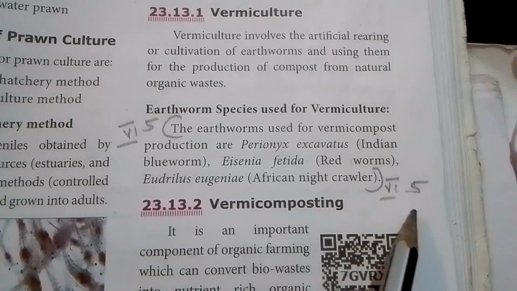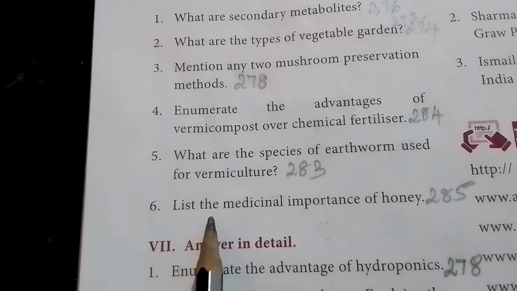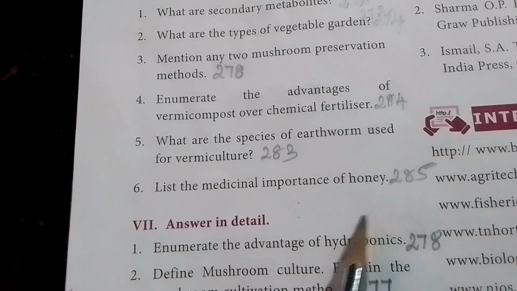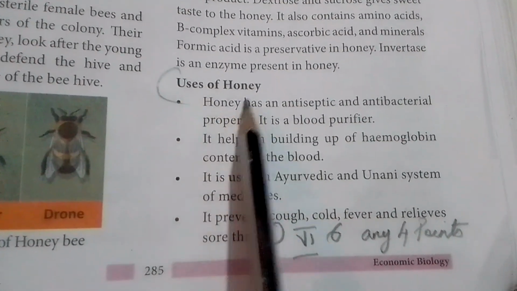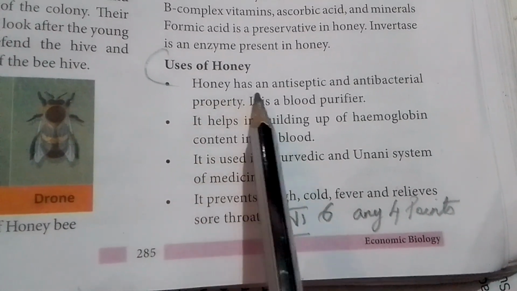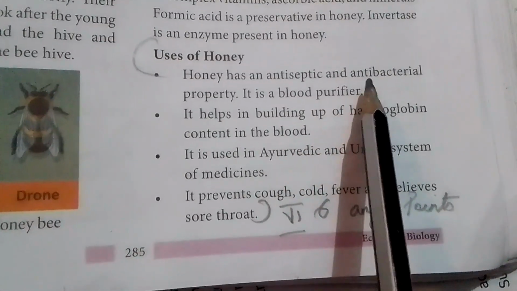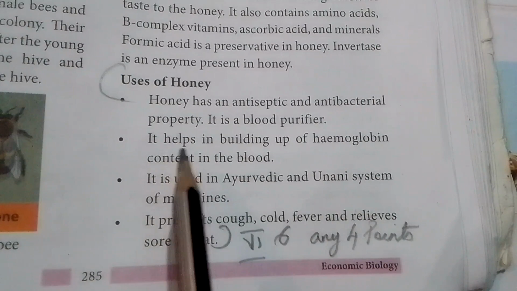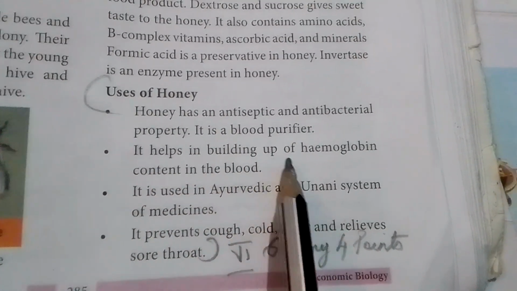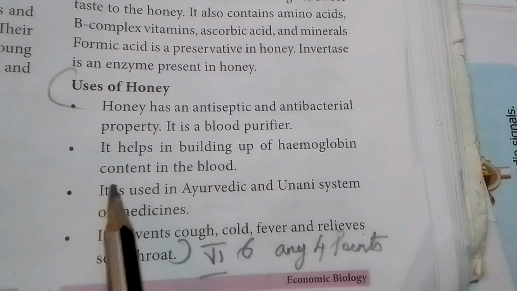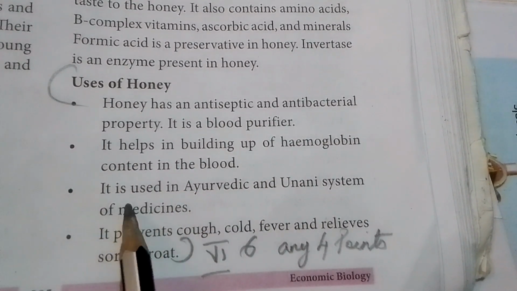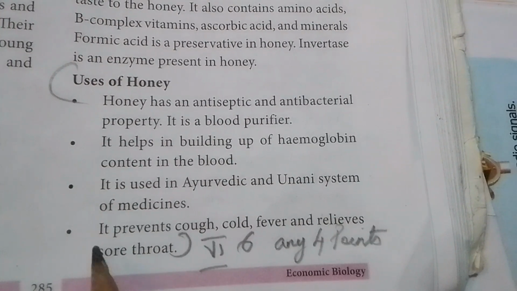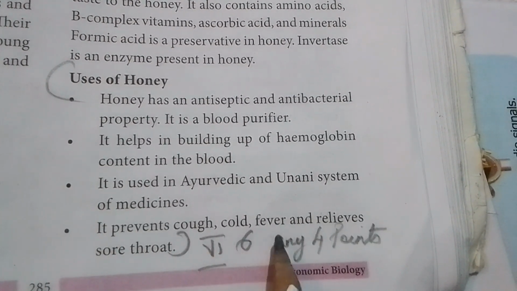6th question, list the medicinal importance of honey. Take page number 285. Uses of honey. First point, honey has an antiseptic and antibacterial property. It is a blood purifier. Second point, it helps in building up the hemoglobin content in the blood. Third point, it is used in Ayurvedic and Unani system of medicines. Fourth point, it prevents cough, cold, fever and relieves sore throat.